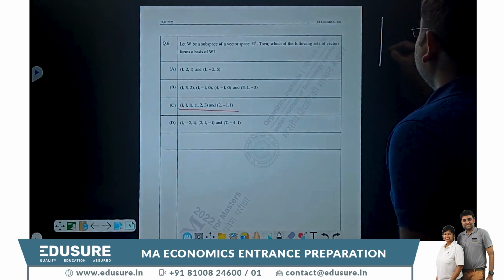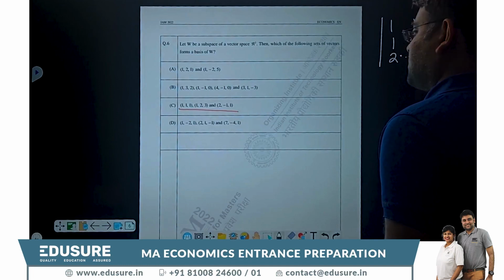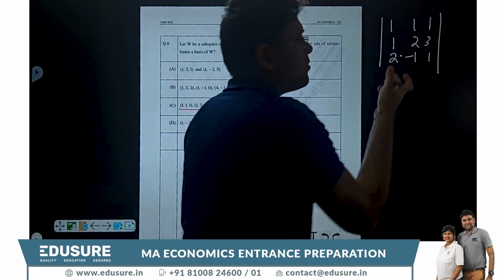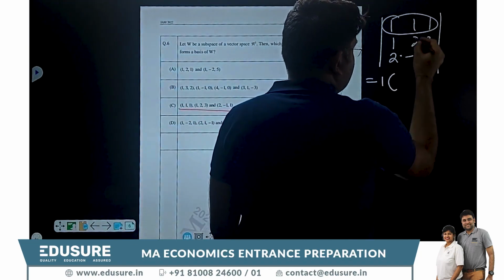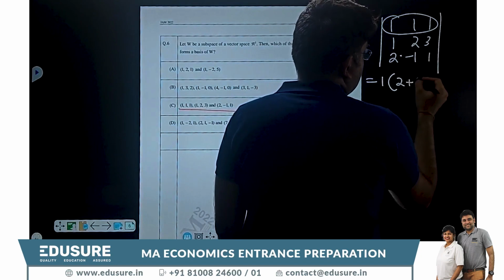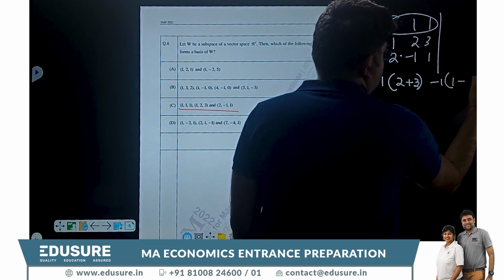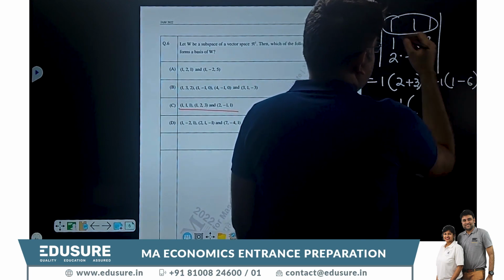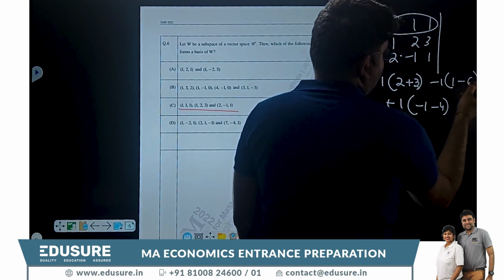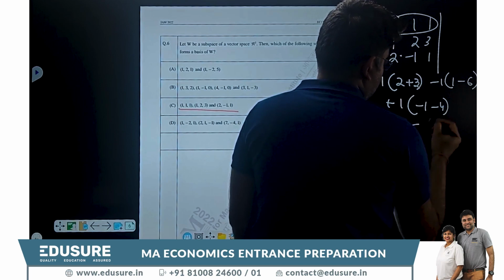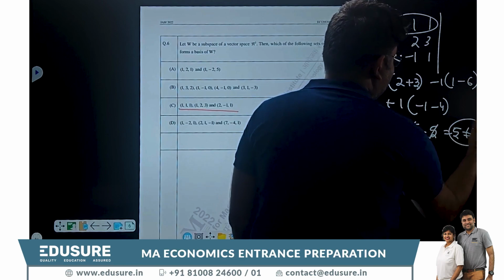So 1 1 1, 1 2 3, 2 minus 1 1. You can simply expand. बहुत ही simple है. If I expand by the first row, 1 into 2 plus 3, minus 1 into 1 minus 6, plus 1 into minus 1 minus 4. So 5 minus 5 plus 5 minus 5. तो ये कैंसिल हुआ. 5 not equal to 0. हमारा आंसर ऐसे ही निकल गया.